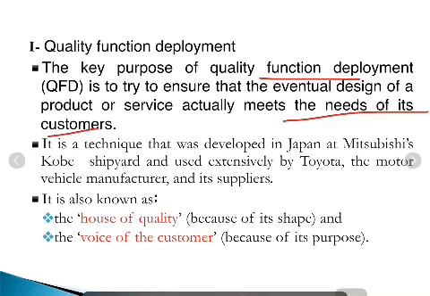It is a technique that was developed in Japan at Mitsubishi shipyard and used extensively by Toyota, the motor vehicle manufacturer, and its suppliers. It's also known as the house of quality and the voice of the customer. The house of quality because of its shape, the voice of the customer because of its purpose.